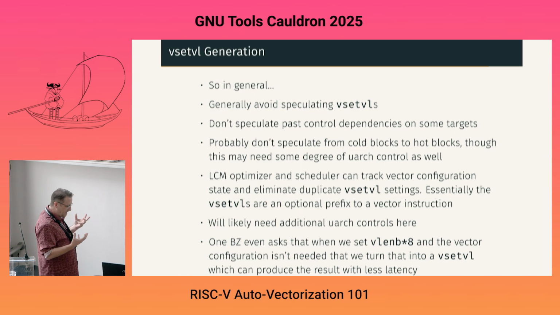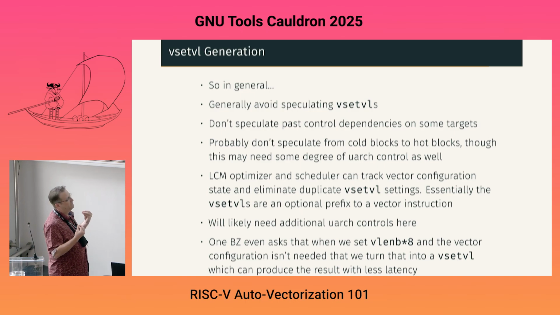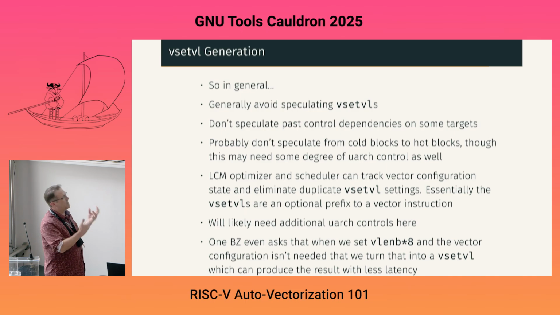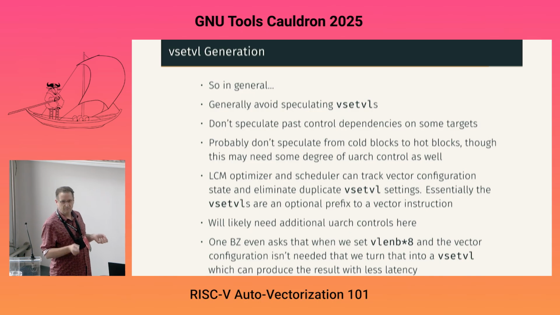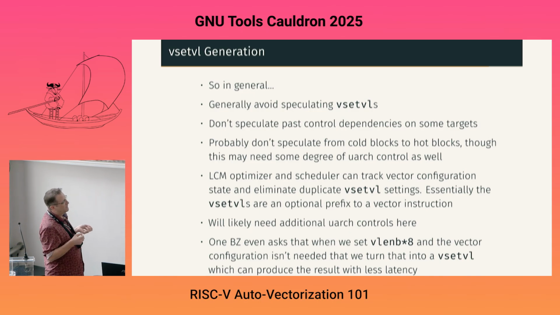The basic concept we're starting to come to is we need to track vector configuration outside of just the vsetvl insertion pass, essentially as a reusable module. That's something we think we're going to tackle. We do think we're going to need additional microarchitectural control knobs here. In the scheduler, you might have a priority, and right now, in the code that we wrote for Ventana, we have to match the priorities exactly.